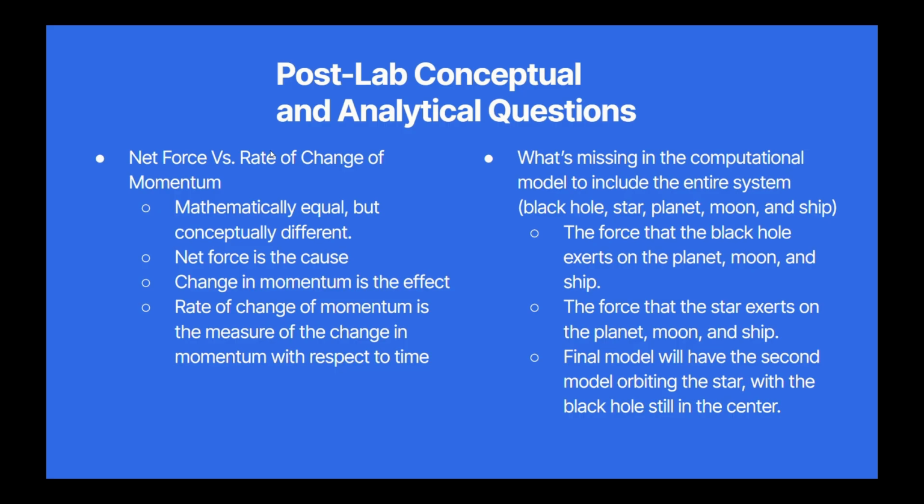Some post-lab conceptual and analytical questions. What is the difference between the net force and the rate of change of momentum? From part 1, if you remember correctly, we set them equal to each other because they're mathematically equal. However, they are different conceptually. The net force is what causes the momentum to change, and the rate of change of momentum is the measure of the change of momentum with respect to time. Put simply, the net force is the cause, the change of momentum is the effect, and the rate of change of momentum is the measure of the effect over set intervals of time.